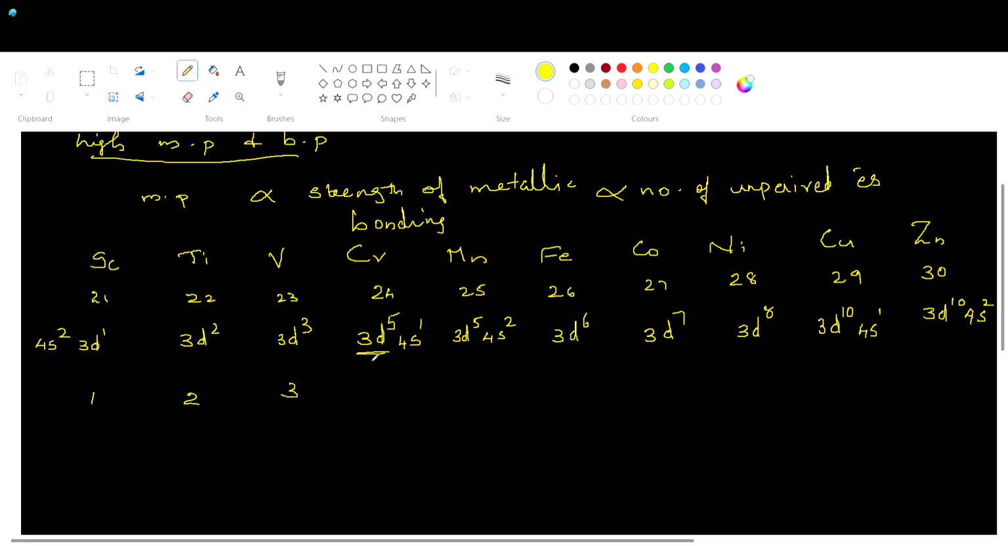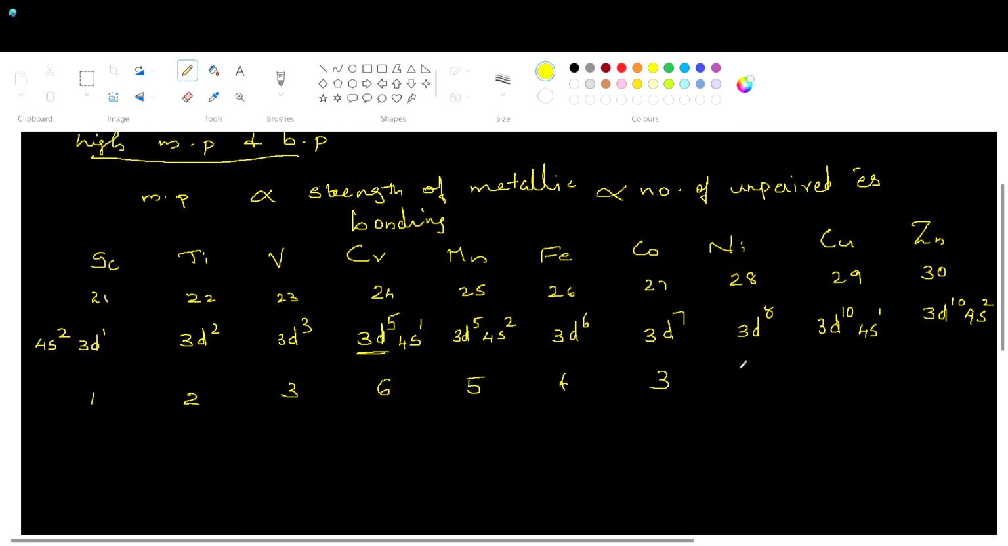Chromium has 5 unpaired electrons in 3d and 1 unpaired electron in 4s, so a total of 6 unpaired electrons are present. Manganese contains 5 unpaired electrons, 3d5. Iron, what happened? There are 6 electrons. The 6th electron starts pairing in 3d, right? So due to pairing, the number of unpaired electrons will be less. It contains how many unpaired electrons? 4. Cobalt, 3d7, 3 unpaired electrons.